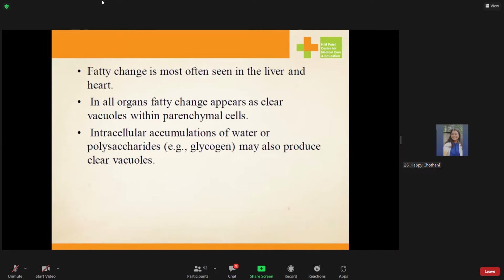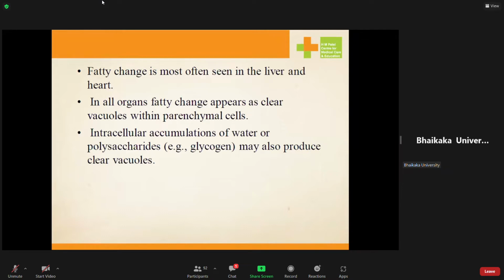It is most commonly seen in the liver and heart. In all the organs, clear vacuoles are seen due to accumulation of fat in the parenchymal organ, seen in the form of a vacuole. So we have to differentiate it from water or polysaccharides, and for that we are going to do a special stain.